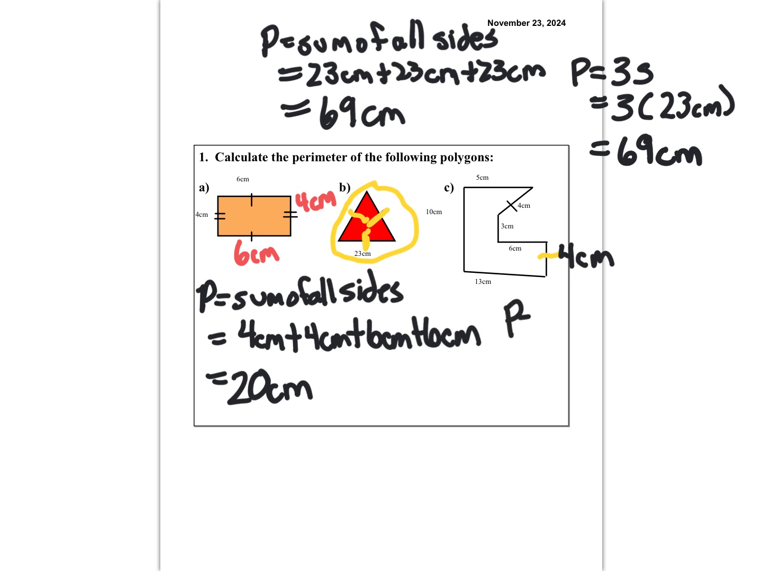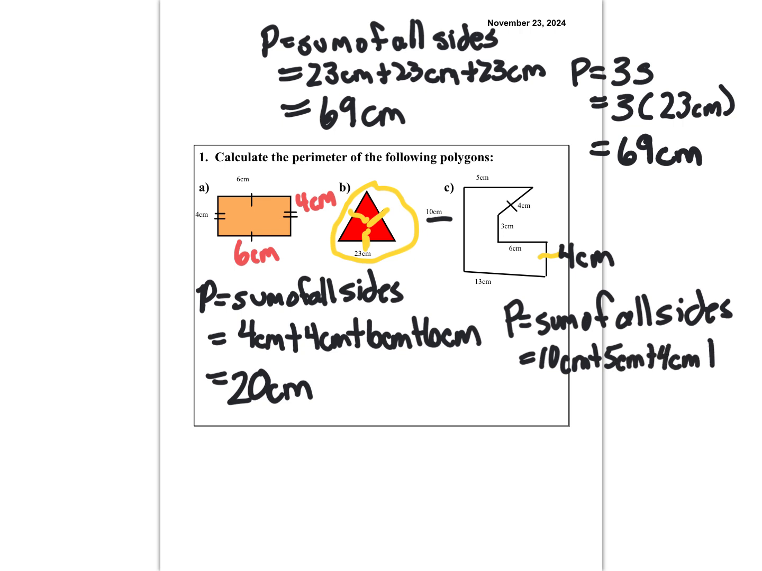P equals sum of all sides. And so if we start, we have 10, so 10 centimeters, and I go clockwise, plus 5 centimeters, plus 4 centimeters, plus 3 centimeters. You'll notice that I keep putting the units in, plus 6 centimeters, plus 4 centimeters, plus 13 centimeters.